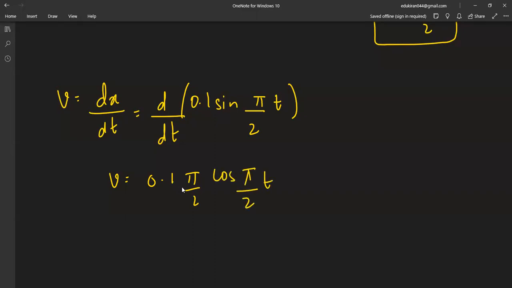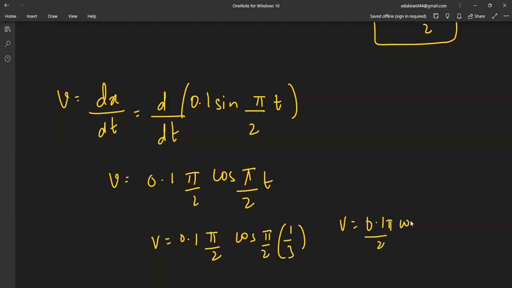The way we write now, v = 0.1 ω cos ωt. So here we'll be having this. Now if we substitute the value, this will be 0.1 × π/2 cos (π/2 × 1/3). So velocity will be 0.1 × π/2 cos π/6.